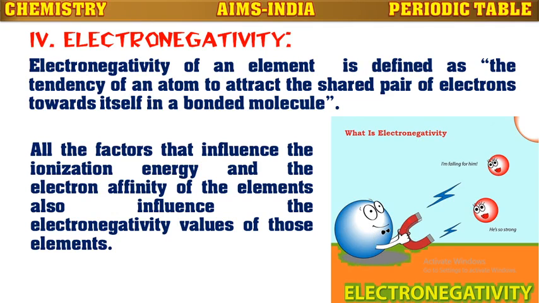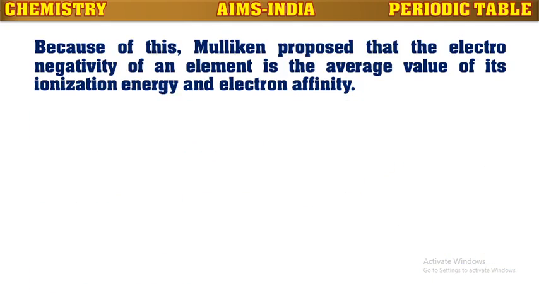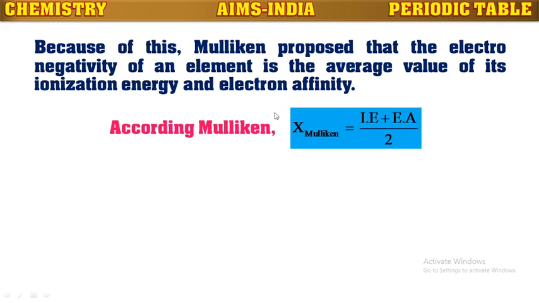All the factors that influence the ionization energy and electron affinity of the elements also influence the electronegativity values of those elements. Because of this, Mulliken proposed that the electronegativity of an element is the average value of its ionization energy and electron affinity. So according to Mulliken, electronegativity can be expressed as the average of ionization energy and electron affinity.